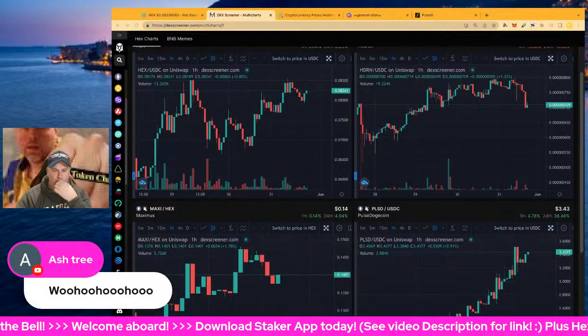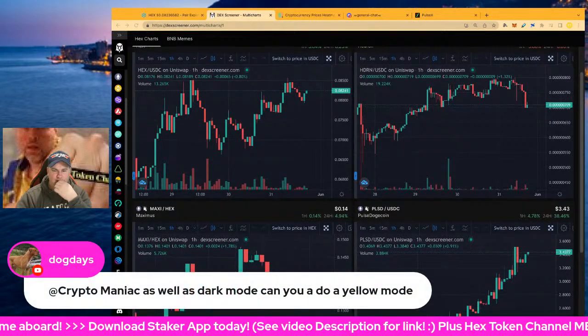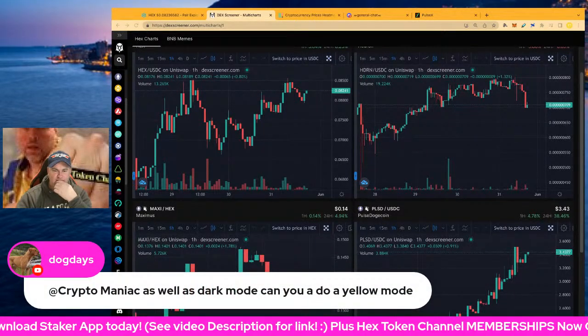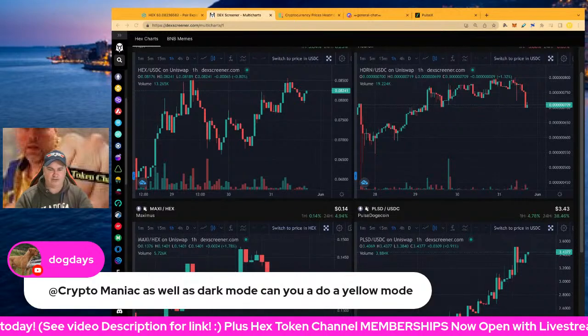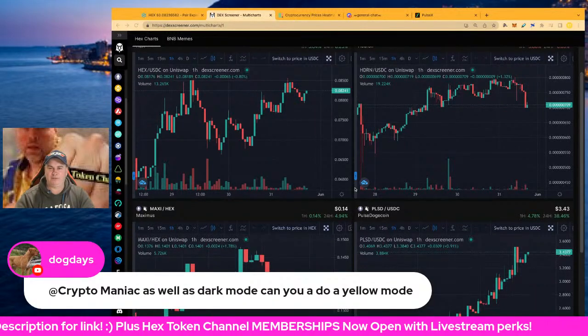Astree's got the woohoo. As well as dark mode. Can you do a yellow mode, says Dog Days? A yellow mode, never heard of that one, Dog Days. Yellow mode. Got it.